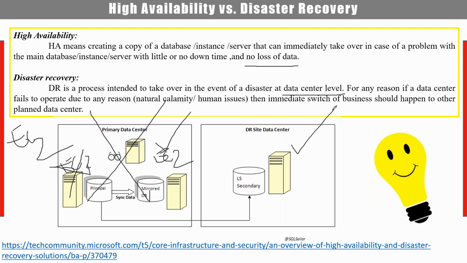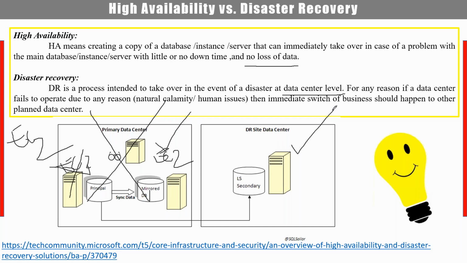Within the same data center, you are bringing your database, your instance, your server online so that users can access. High availability is within the same data center. DR is across two different data centers. You can make three copies as well, sir, no problem.